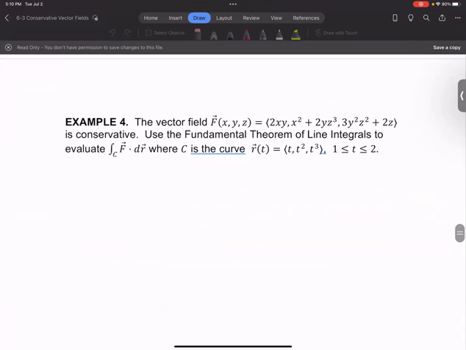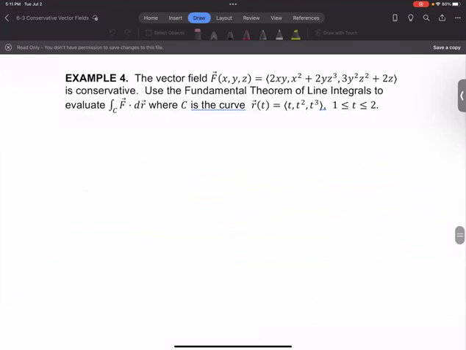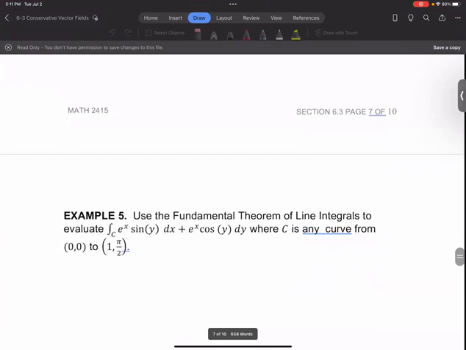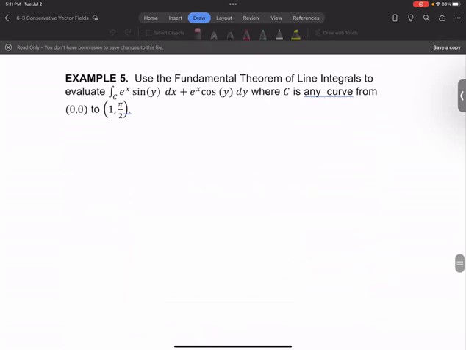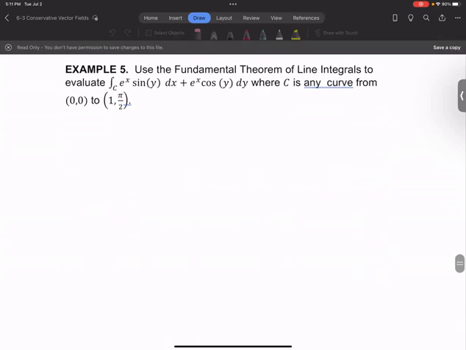So there's another example. I'll let you check it on the notes. They are on the notes, so you can practice. And then we're going to do this. Use the fundamental theorem of line integrals to evaluate this integral, where C is any curve from (0, 0) to (1, pi/2). So let me give you 1 minute to try to do that. And that will be our last example of this section, and then we can start with a new section. I want to try Green's theorem.